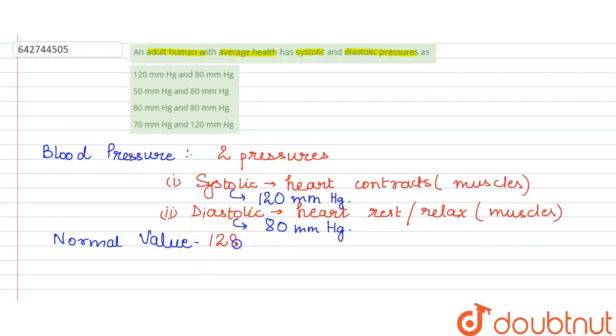So that accounts for 120 by 80 mm Hg. This is the normal range of the blood pressure. So here the answer to the question is 120 mm Hg and 80 mm Hg.